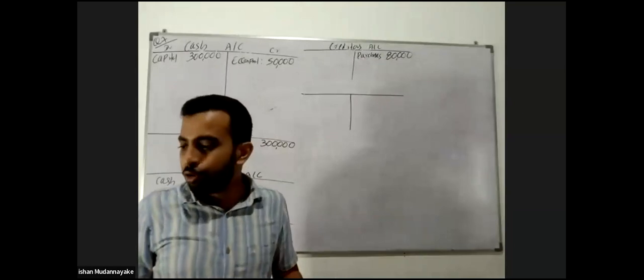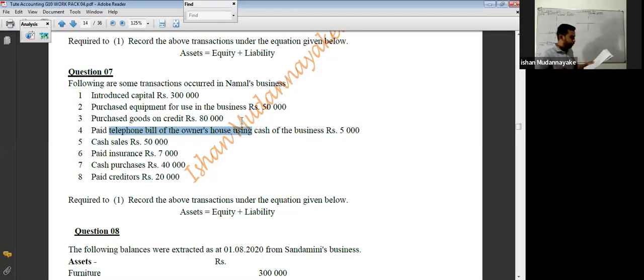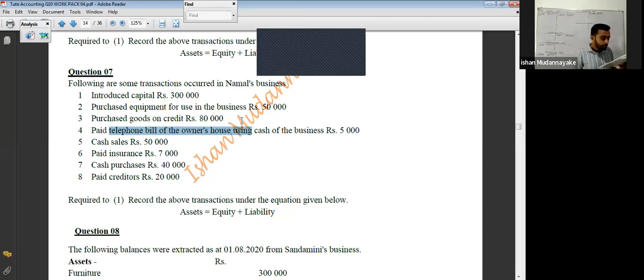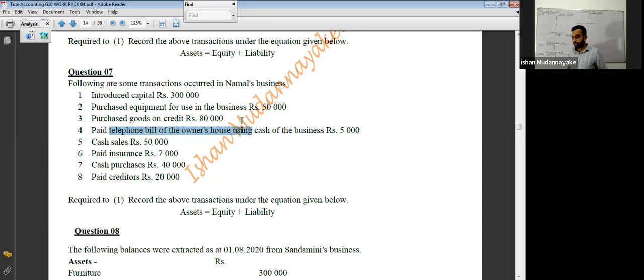Then look at the fourth one. Pay telephone bill of the owner's house using cash of the business. One of the personal expenses of the owner paid by the business. Students, business cannot pay personal expenses of the owner. But here, somehow they have paid. Then if they have paid a personal expense of the owner, that amount should be considered drawings.